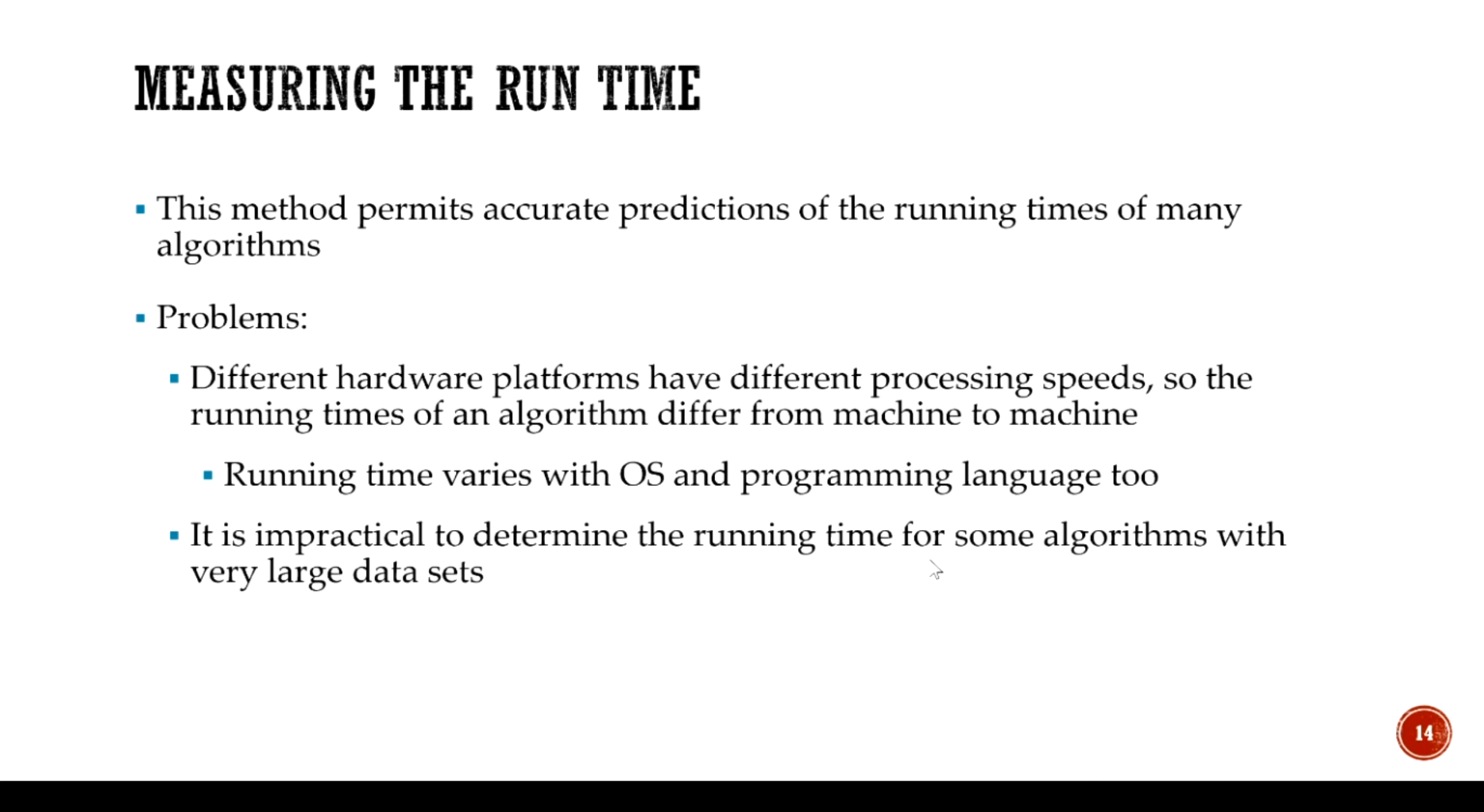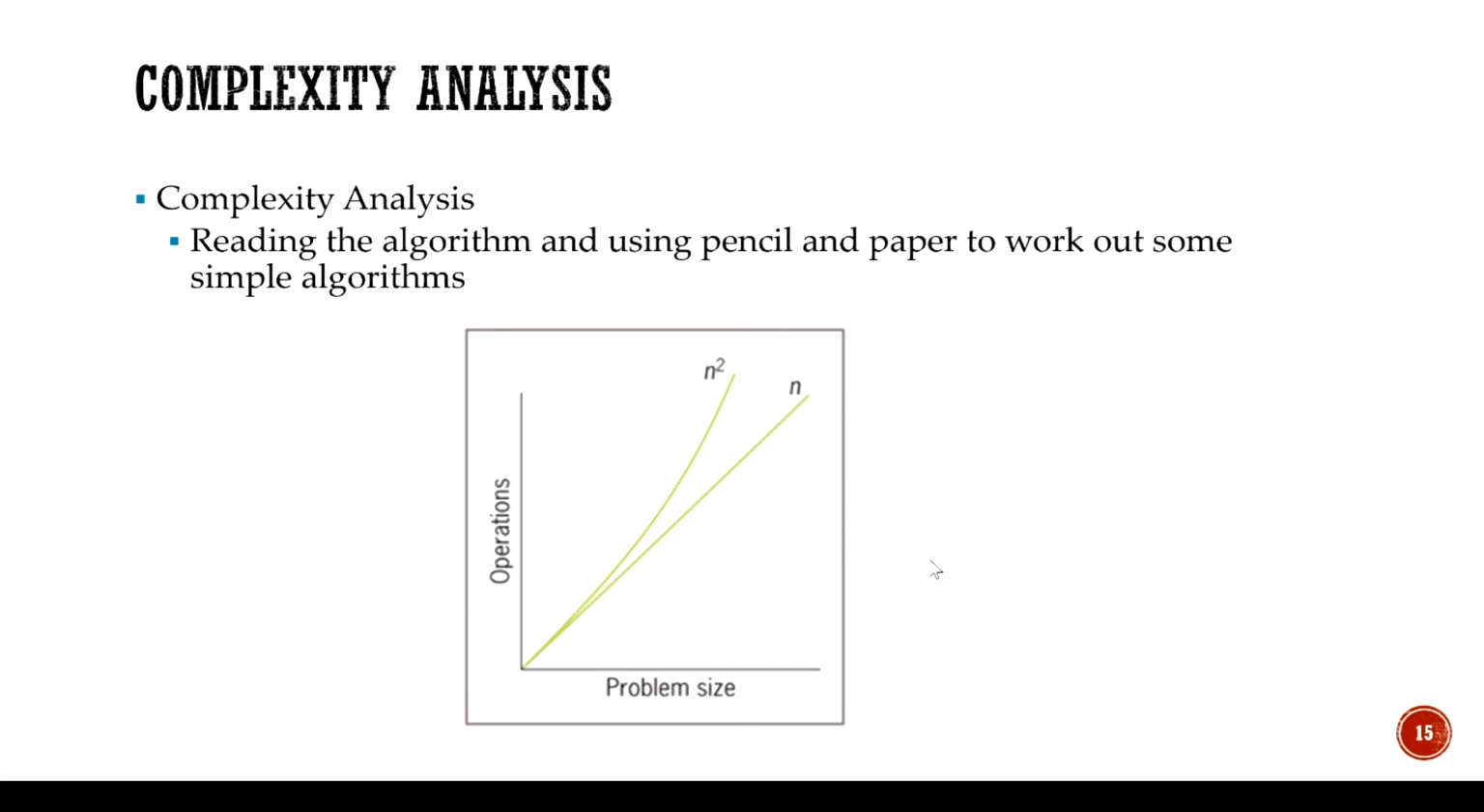This method permits accurate prediction of the running time of many algorithms. So you can compare algorithms based on the running time, but we should be careful. Different hardware platforms have different processing speeds, so the running time of an algorithm differs from machine to machine. We need to report the operating system we are using, the computer specification, and the programming language as well. Sometimes it's just impractical to determine the running time of some algorithms with very large data sets, so we need to use other performance measures, which we are not going to discuss in this course.